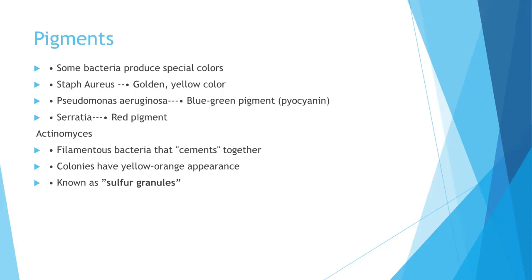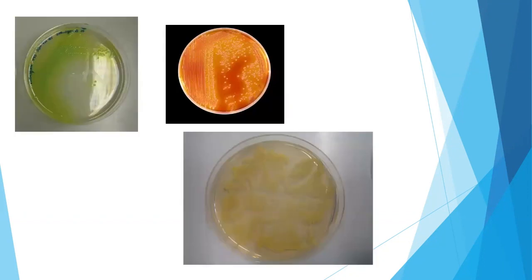Actinomyces is a filamentous bacteria that cements together. The colonies have a yellow-orange appearance, and they are known as sulfur granules. Here you can see the different colors the bacteria have produced.